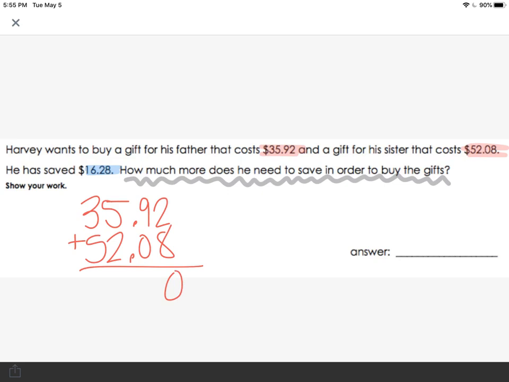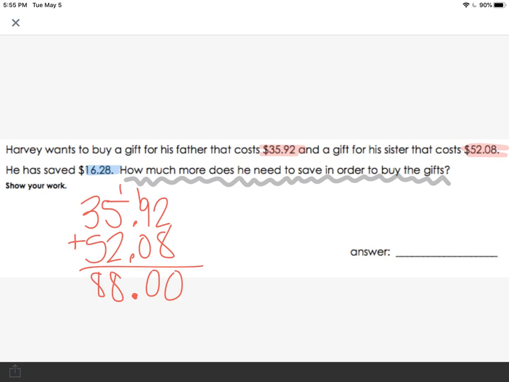8 plus 2 is 10. 9 plus 1 is 10. 5 plus 2 plus 1 is 8, and 5 plus 3 is 8. You're always just going to drop that decimal straight down. So I know total, he's going to need $88.